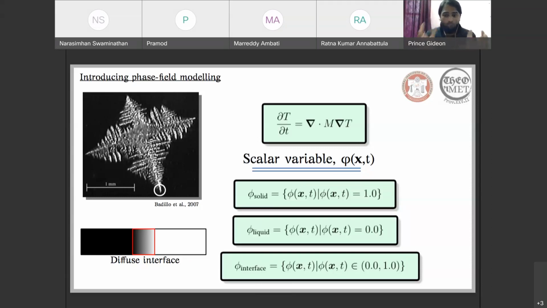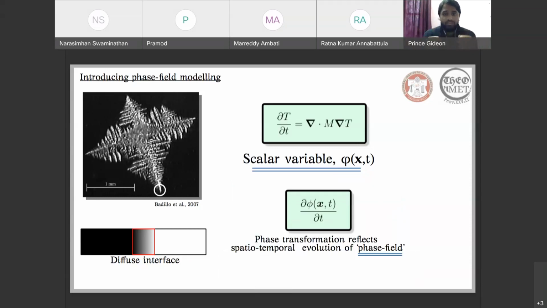Now, how to model the spatio-temporal evolution of this variable is the next question that this approach poses. This variable is nothing but what we call the phase field, and that's where we get the name phase field modeling. In order to formulate the spatio-temporal evolution of this phase field, that ultimately translates to the phase transformation that we observe, we formulate the overall energy density of the system.